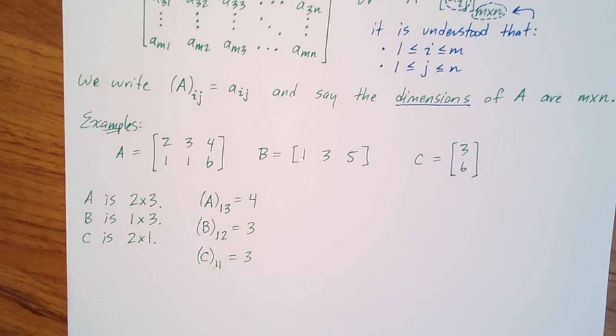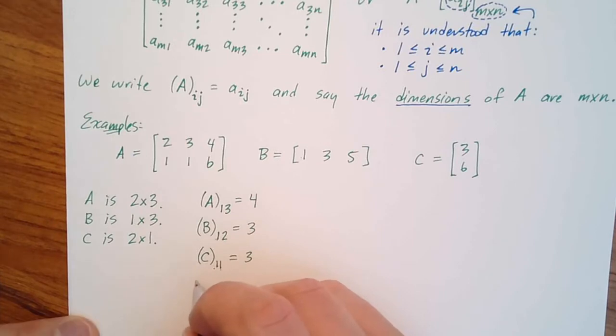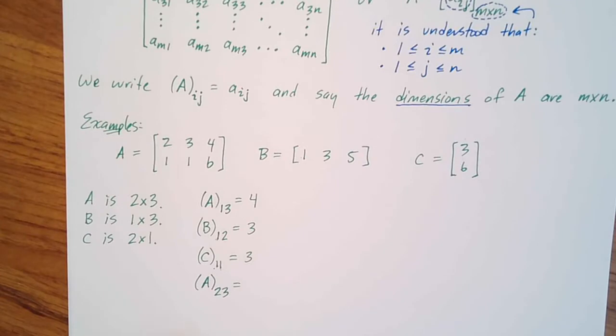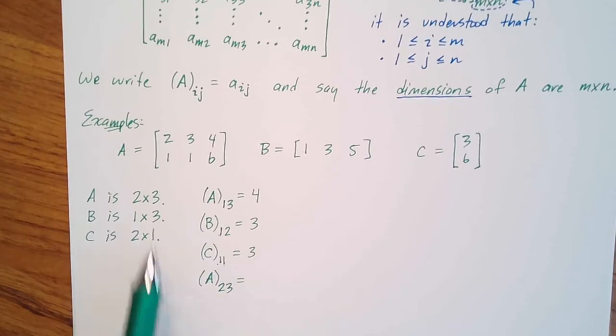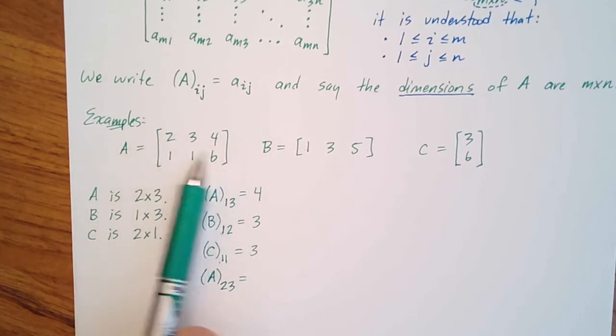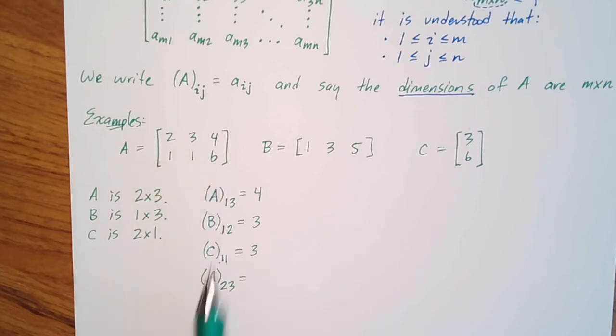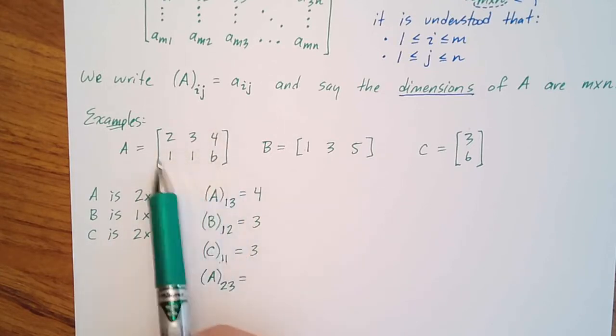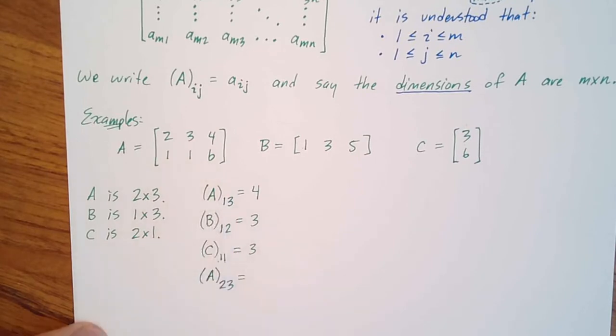Just in case this isn't clear, let's do a couple more entries. How about the entry A, and then the indices will be 2, 3. So that's the entry in the second row and the third column. So there's 2 rows, so we're focused on the second row. And then the third column, we're going to look at the third column. So the second row and the third column, that gives you a 6. So this is equal to 6.